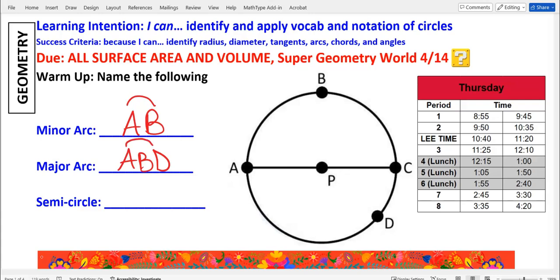Okay, well we're not talking fractions. We're just naming a major arc. A, B, D. Okay. Now, what is a semicircle? Half. Now, a semicircle still needs 3 letters like a major, but it's only going to be half a circle. So clearly it will be A, B, C. A, B, C is half of the circle.